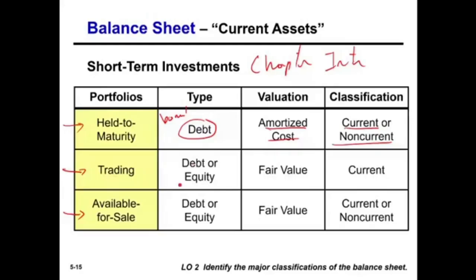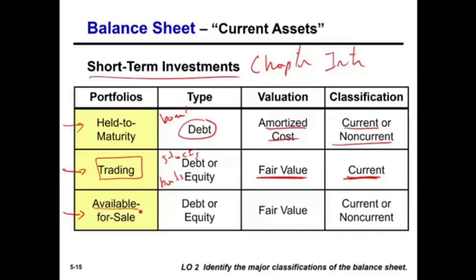So you could have stocks and bonds, and you could classify them for trading. Trading means what? Trading means you're going to buy and sell them for profit purposes in the short term. You report those investments at fair value, and because you're planning to sell them in the short term, they are considered current assets. And this is the short-term investment section.